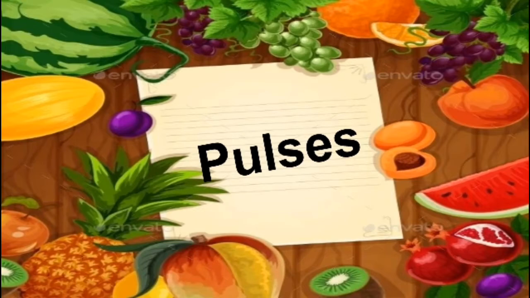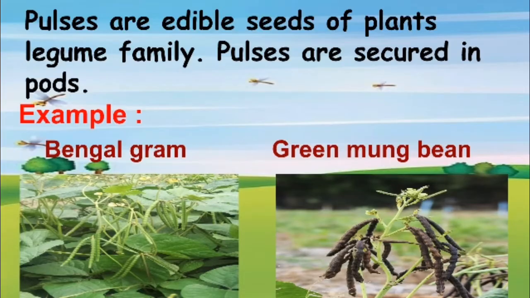Next, pulses. Pulses are edible seeds of plants of the legume family. Pulses are secured in pods. See children, Bengal gram and green mung bean are the examples of pulses.